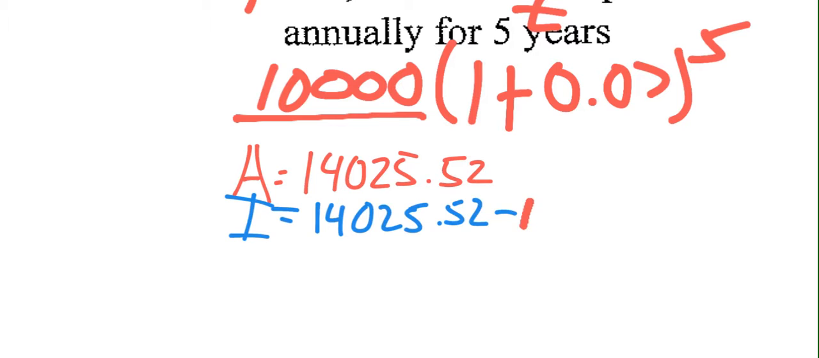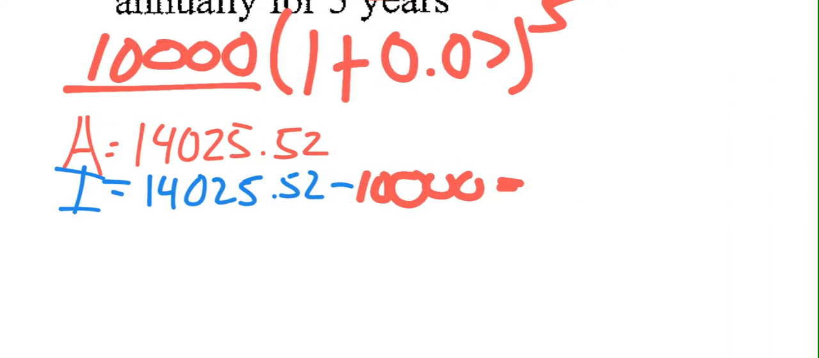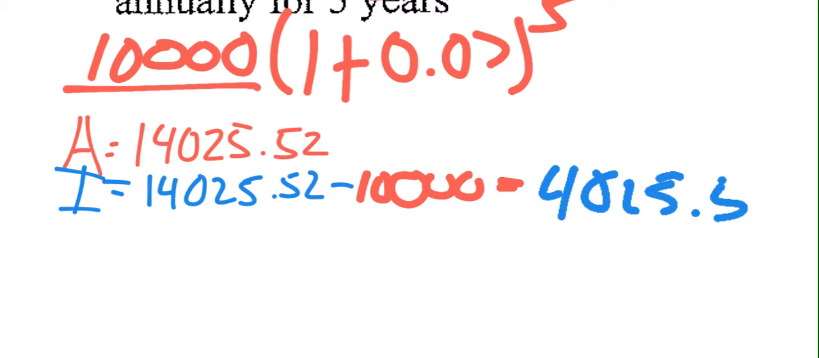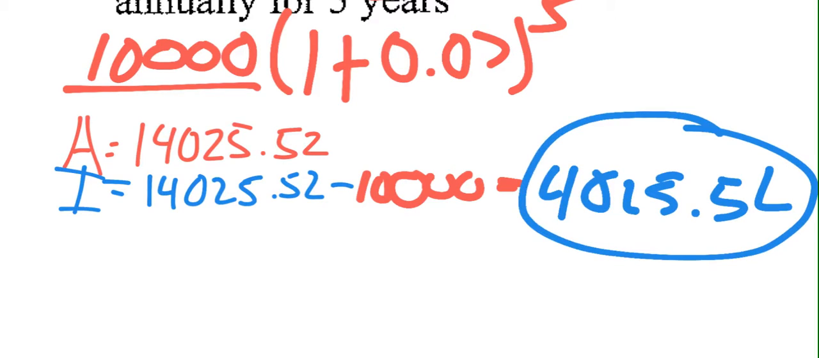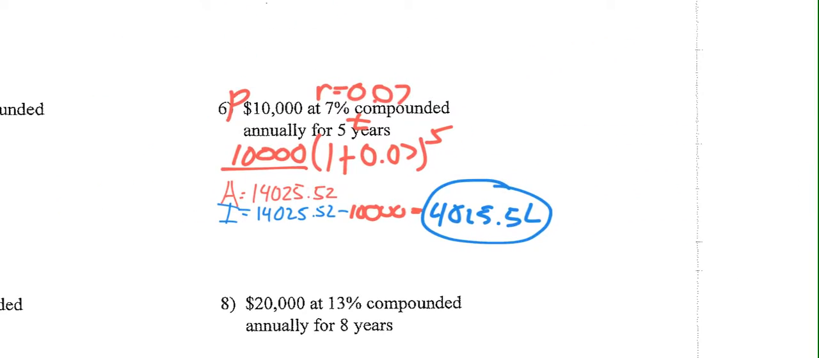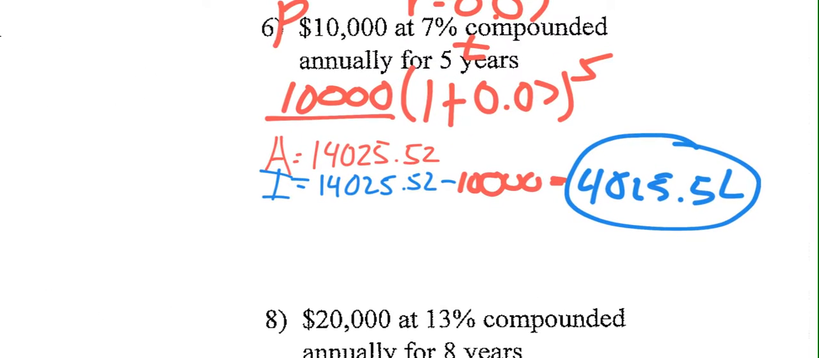So when I subtract my $10,000, I end up being left with, I'll write that in blue just to keep those two separated, $4,025.52. Again, pardon the terrible, terrible handwriting. So make sure you have the amount and the interest listed for all of these on the front.